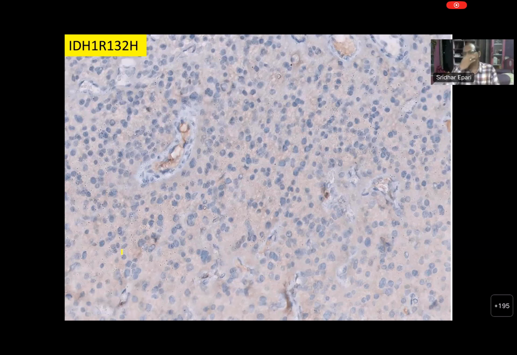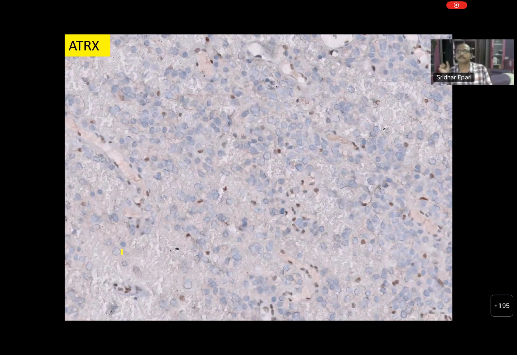So what is this? It's an ATRX. How will you interpret this? What is the interpretation of ATRX here? What are you seeing here? You can see the endothelial cells are all positive here, and the tumor cells are not labeled. There is loss of expression, sir. When there is loss of expression, what does it tell you? It tells me that it is not oligodendroglioma. It is not an oligo, so it has to be astro.